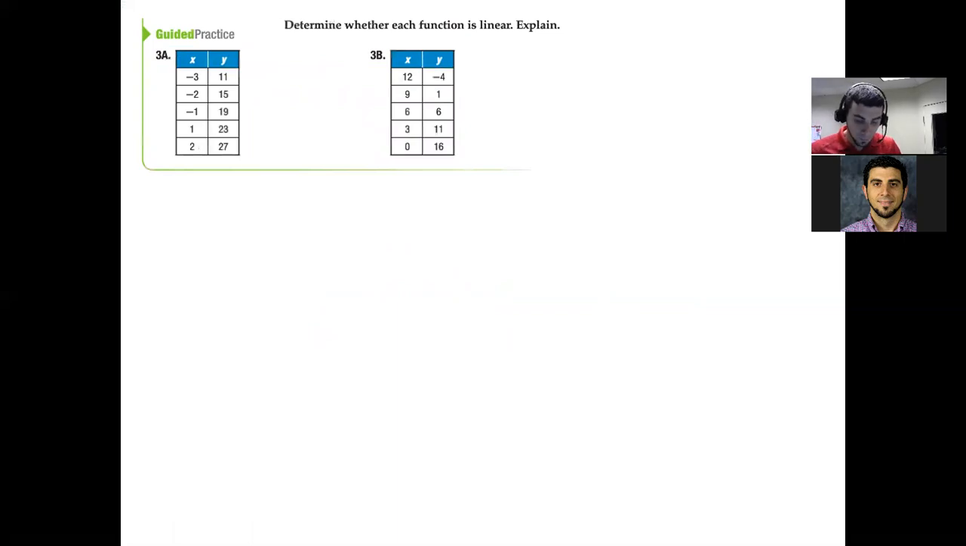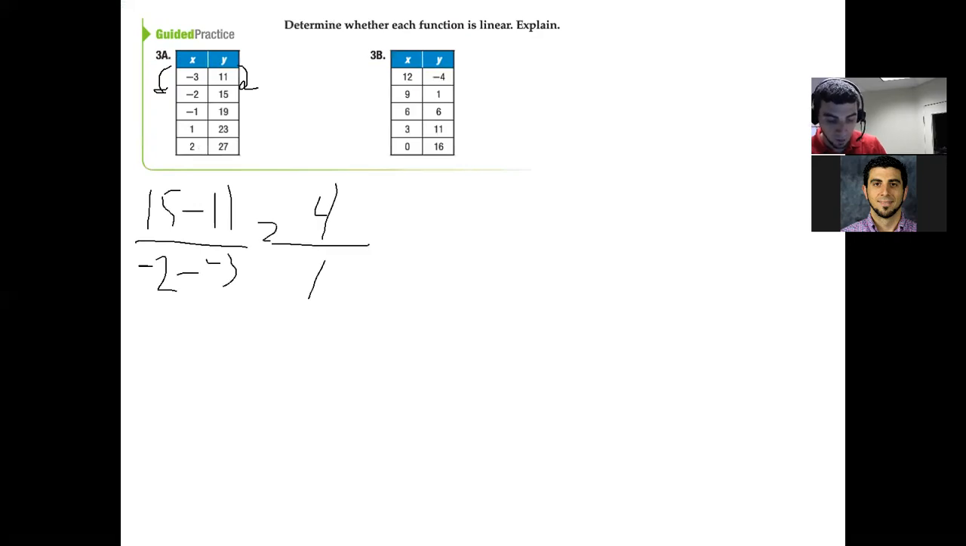All right, so this first one here, if I go from 11 divided by negative 2 minus negative 3, that would give me 4 over 1, which is 4. Okay, now I will caution you, you have to go through the whole table to show that they're all the same. If you start going through the table and you get one that's different, you can just stop, because once you get one that's different, you know it's not a linear function anymore because all the slopes aren't the same. The only thing you have to be careful of is, did you do your work correctly?